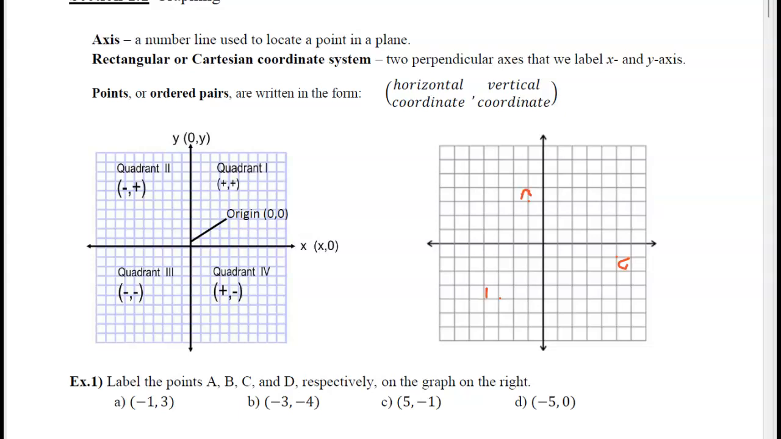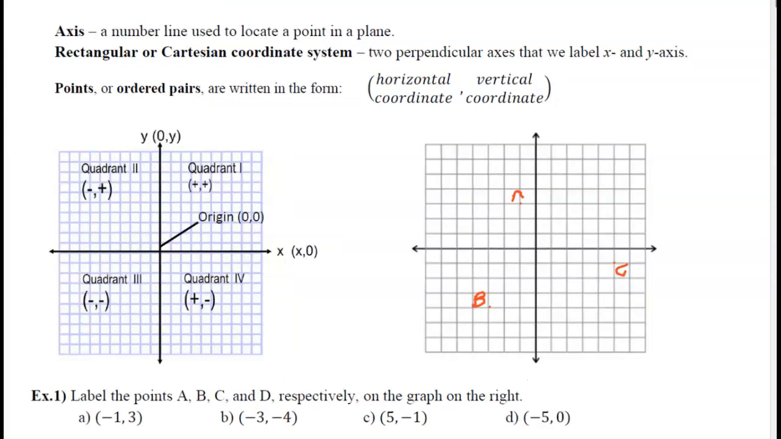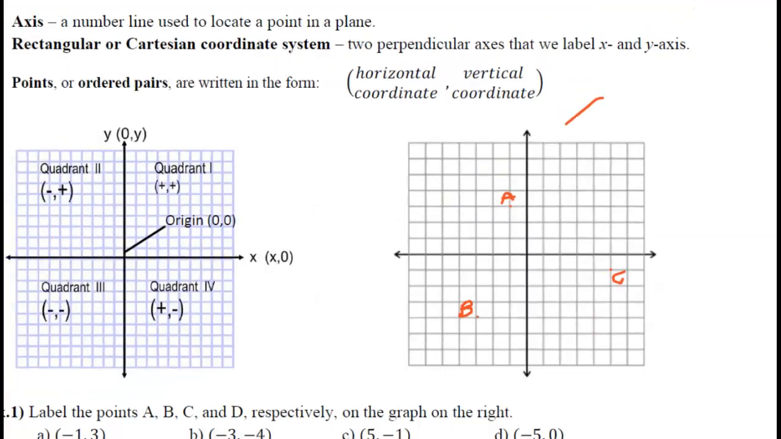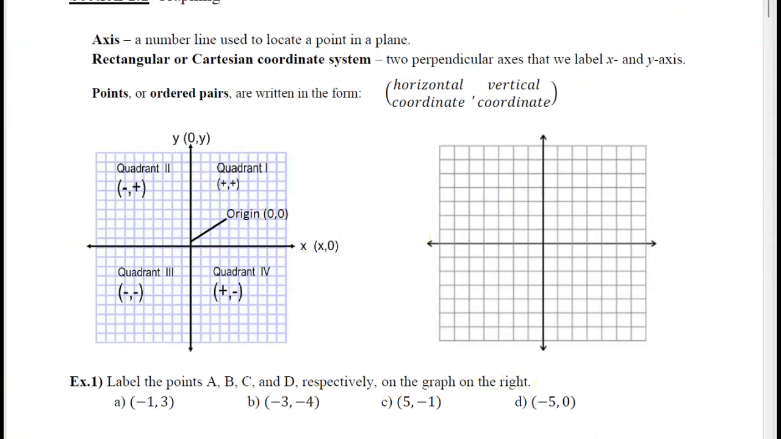A, B, is that A? Oops, it's making me scroll in. And then D, darn it, I don't know what that point was going to be. I'll have to exit drawing. -5, 0. So we'll just draw those real quick again. So we had -1, 3. We had -3, -4. C was 5, 1, 2, 3, 4, 5, -1. And then -5 for x and 0 for y.